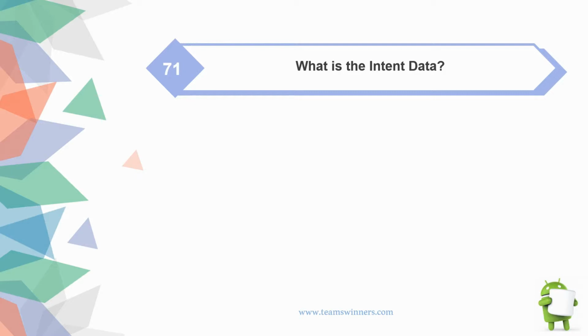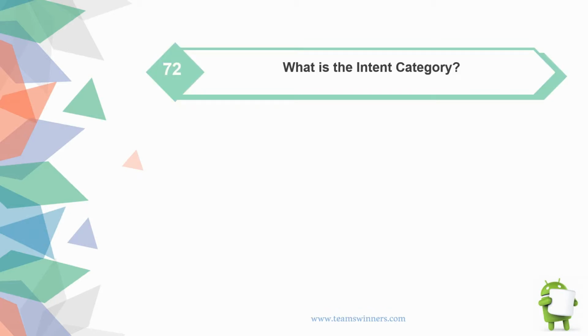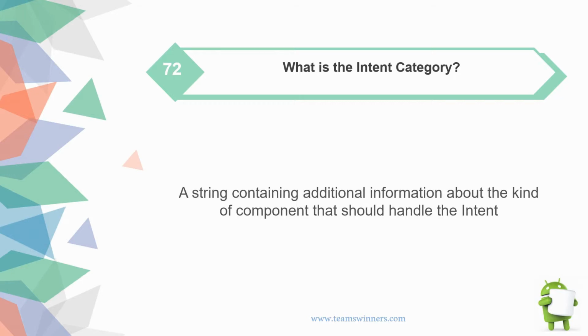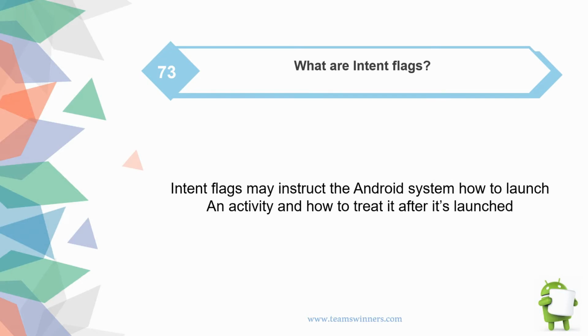What is the intent data? The URI that references the data to be acted on and/or the MIME type of that data. What is the intent category? A string containing additional information about the kind of component that should handle the intent. What are intent flags? Intent flags may instruct the Android system how to launch an activity and how to treat it after it's launched.